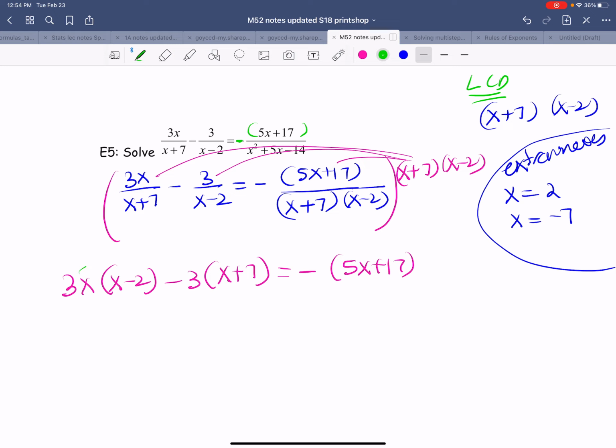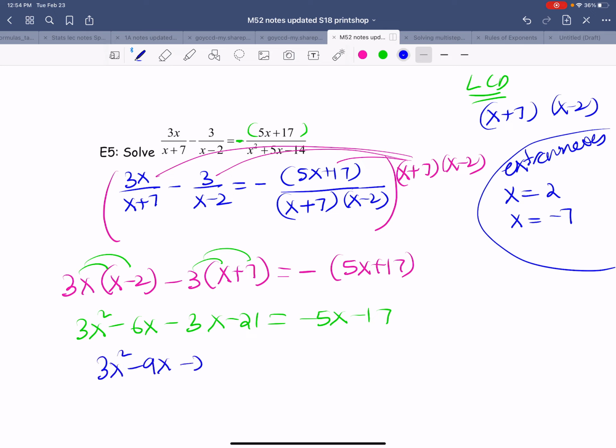All right, let's go ahead and distribute, combine like terms. 3x squared minus 6x minus 3x minus 21 minus 5x minus 17. Okay, 3x squared minus 9x minus 21 minus 5x minus 17. 3x squared, add 5x to both sides. That would leave me with negative 4x here. And then add 17 to both sides. Negative 21 plus 17 would be negative 4 equal to 0.